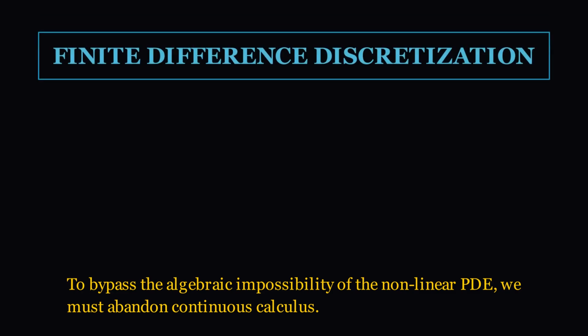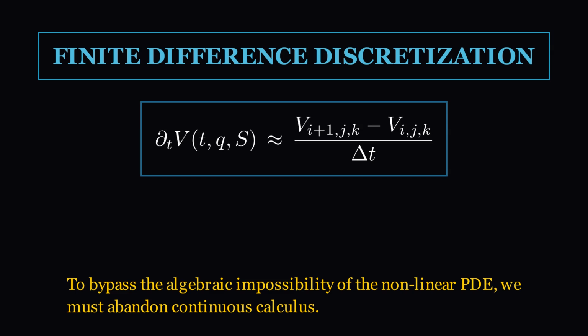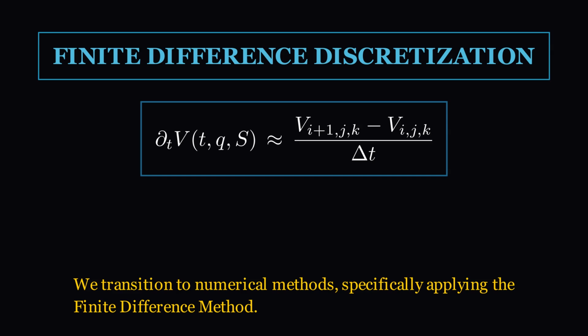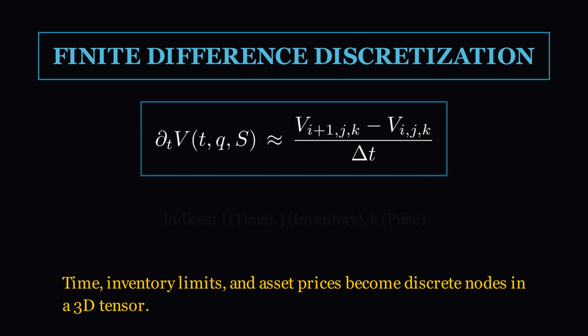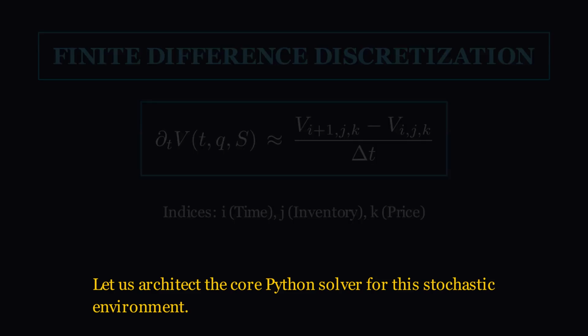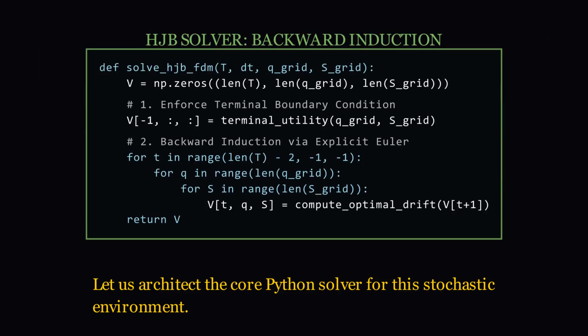To bypass the algebraic impossibility of the nonlinear PDE, we must abandon continuous calculus. We transition to numerical methods, specifically applying the finite difference method. We shatter our continuous state space into a rigid, multidimensional computational lattice. Time, inventory limits, and asset prices become discrete nodes in a 3D tensor. Let us architect the core Python solver for this stochastic environment.